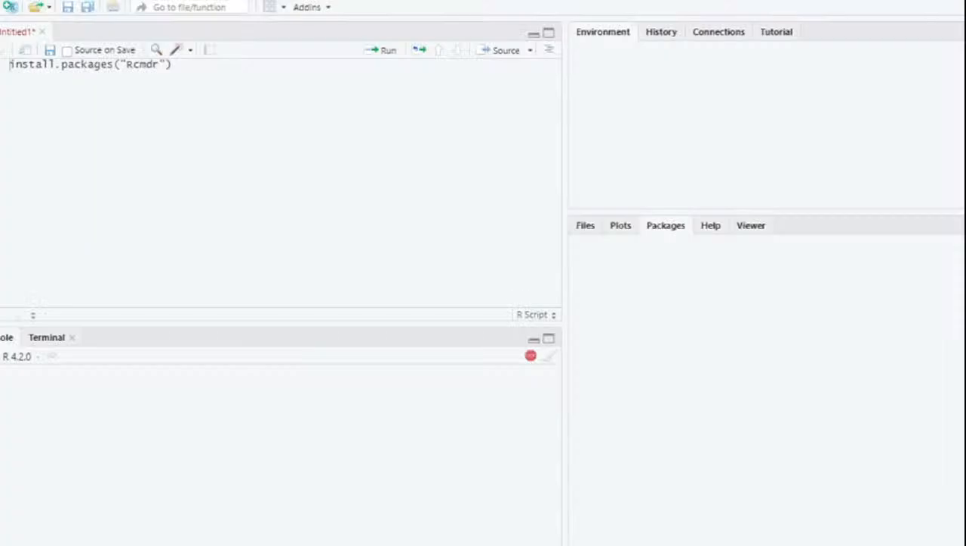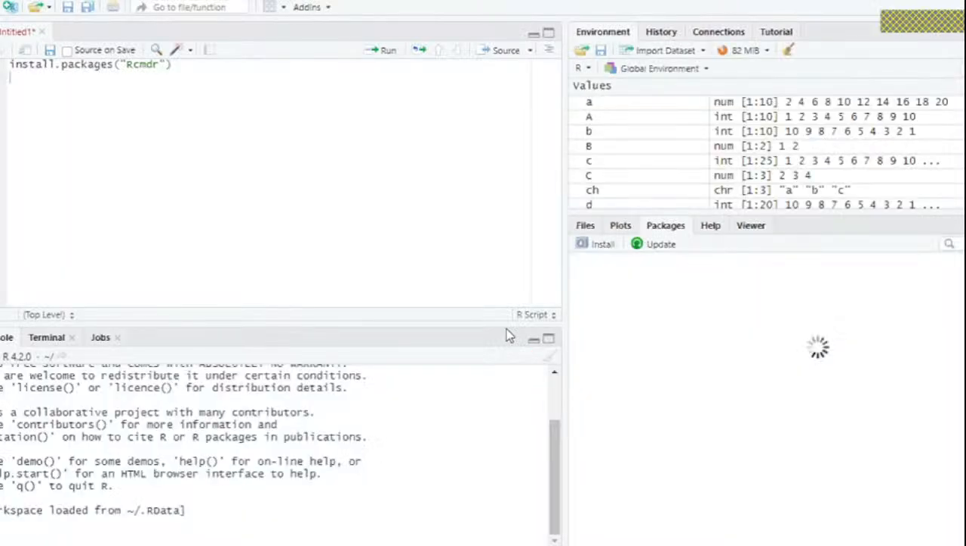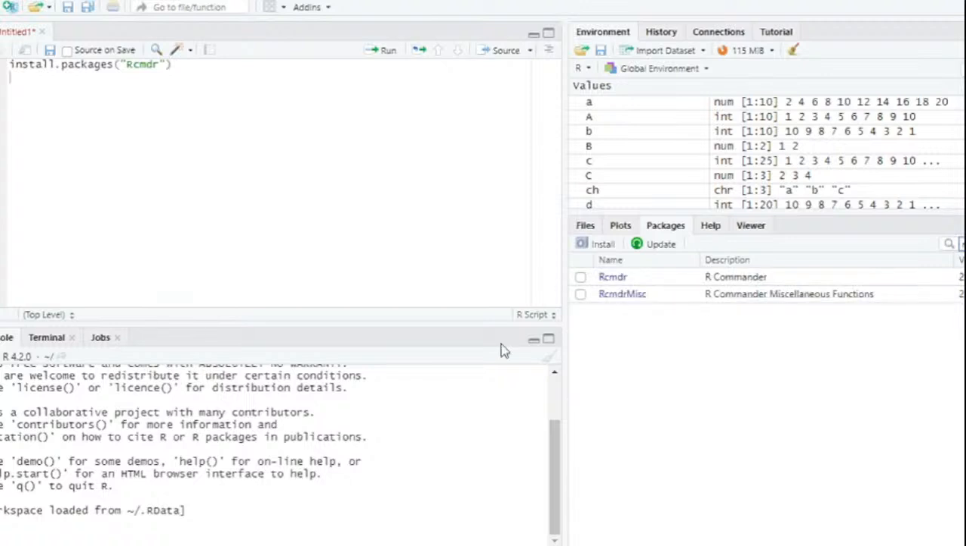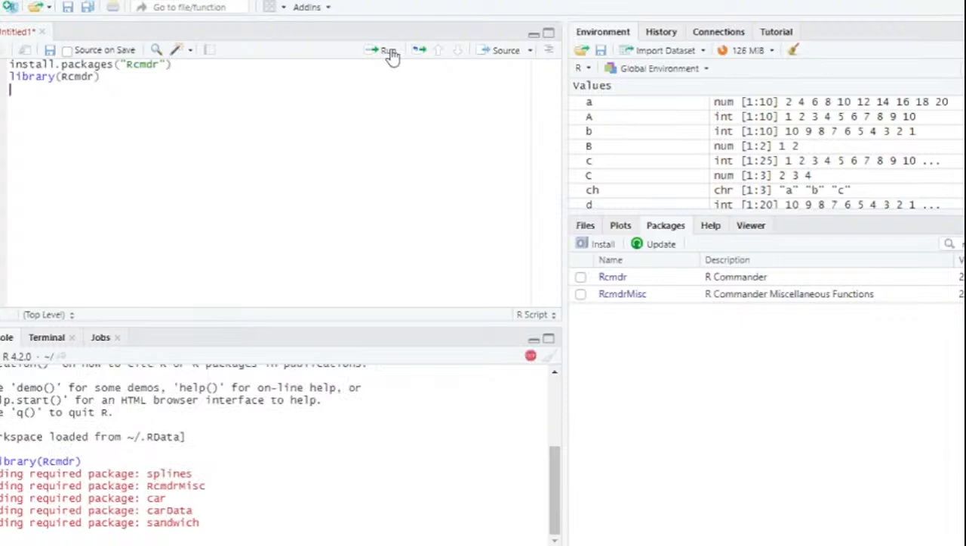Now just hold on. Now write library R Commander in the script. Yeah, library R Commander. No, not here. In the first quadrant. Library, yes, R Commander. RCMDR. Yeah. Now run this. Only line number 2. Don't run. Line number 2 only, okay. Line number 2. Select and run. Now it has run.